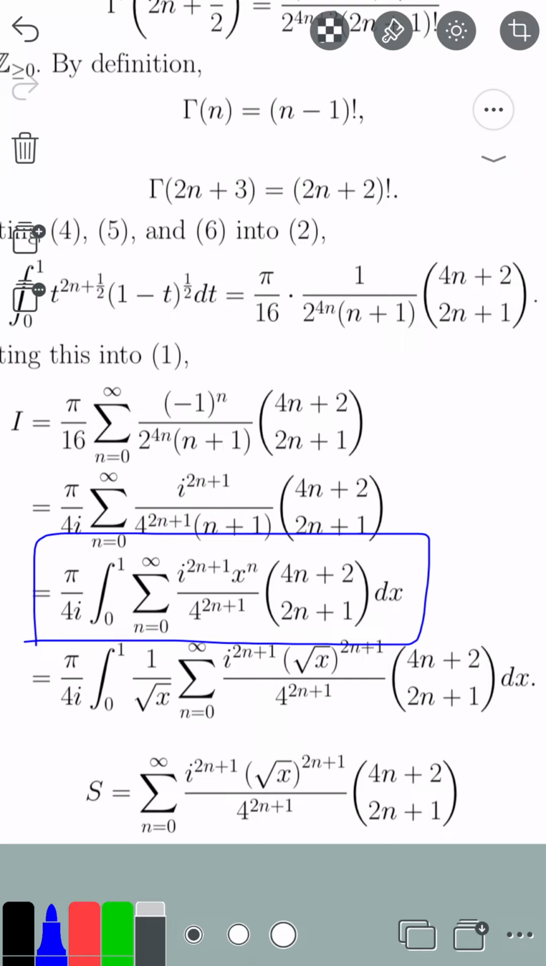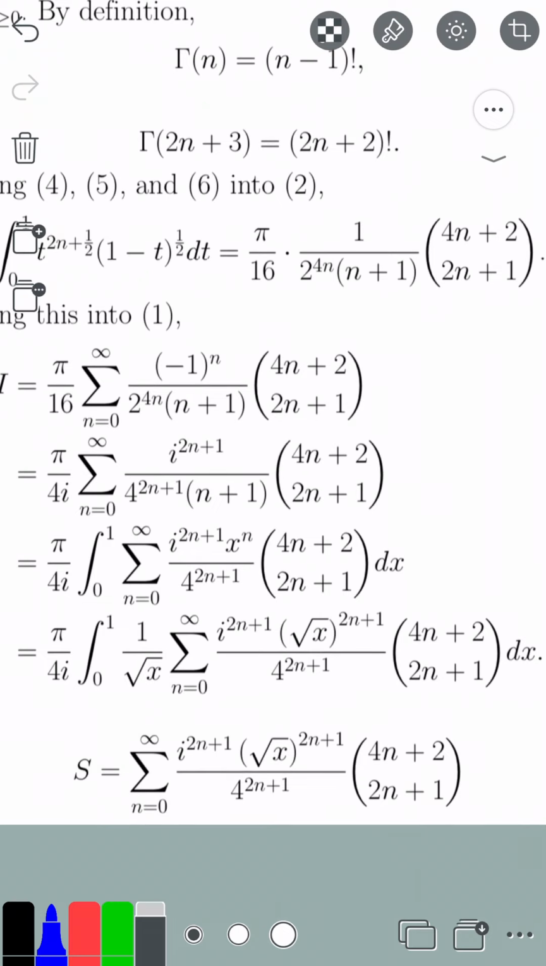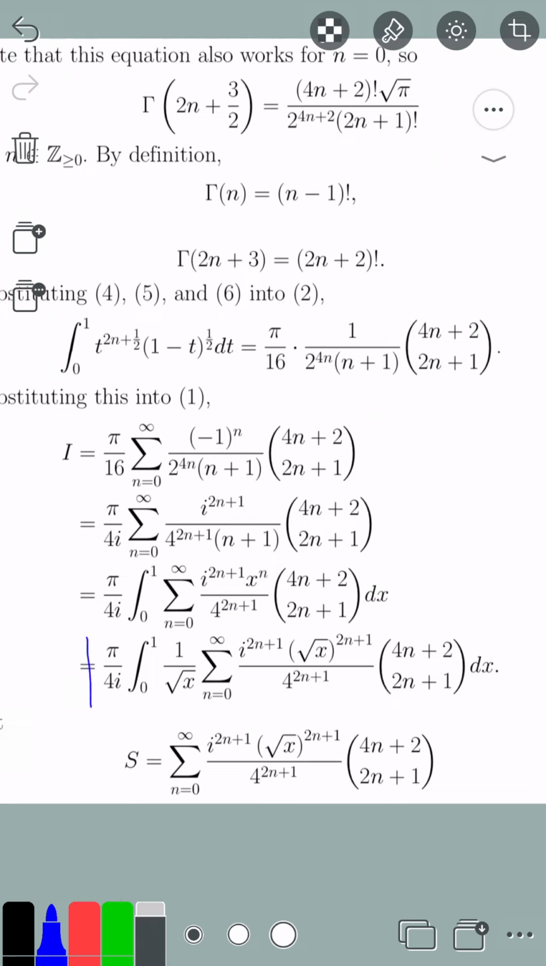And we get this simply because 1 over n plus 1 is the integral from 0 to 1 of x to the nth power dx. That's the basic integral. You can work that out on your own. And we want to have everything in here to the power of 2n plus 1. So x to the power of n is square root x to the power of 2n plus 1 divided by square root of x. So this is the expression that we get for the integral I.